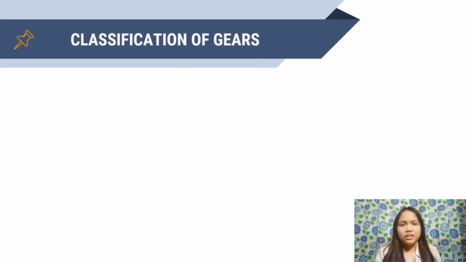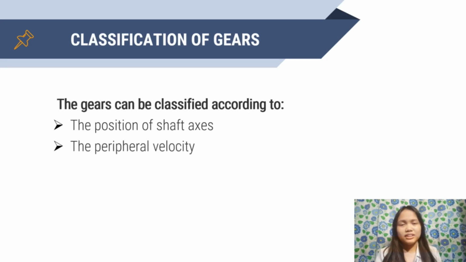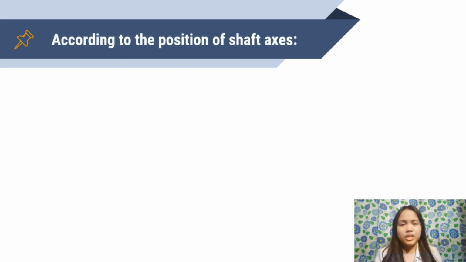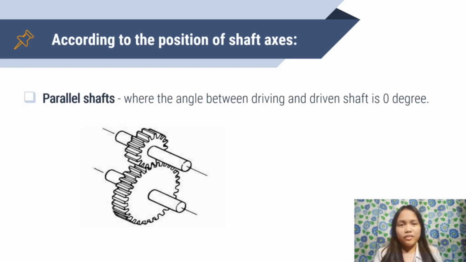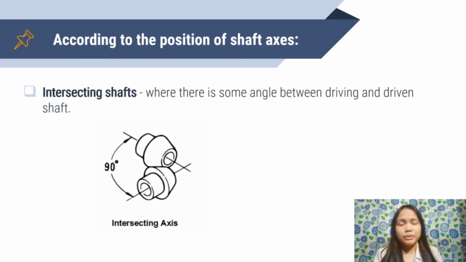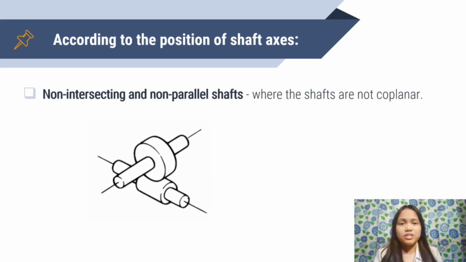Classification of gears. Gears can be classified according to the position of shaft axis, the peripheral velocity, the type of gears, and the teeth position. According to the position of shaft axis, gears may be classified according to the relative position of the axis of revolution, and it can be parallel shafts, where the angle between driving and driven shaft is 0 degrees, intersecting shafts, where there is some angle between driving and driven shaft, non-intersecting and non-parallel shafts, where the shafts are not coplanar. You will see later the examples of these gears.